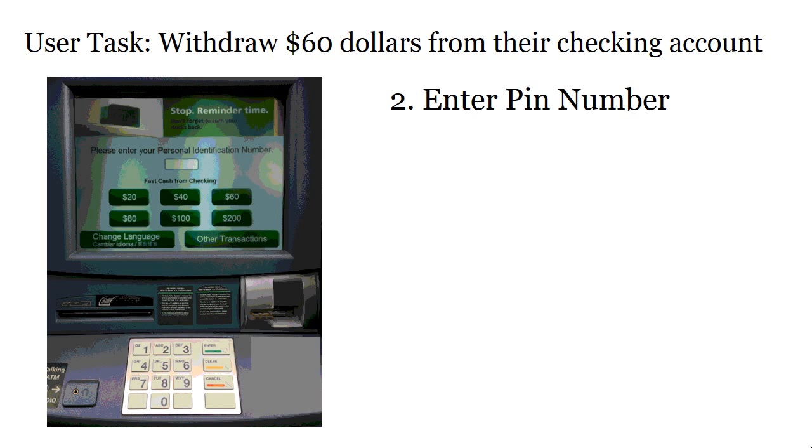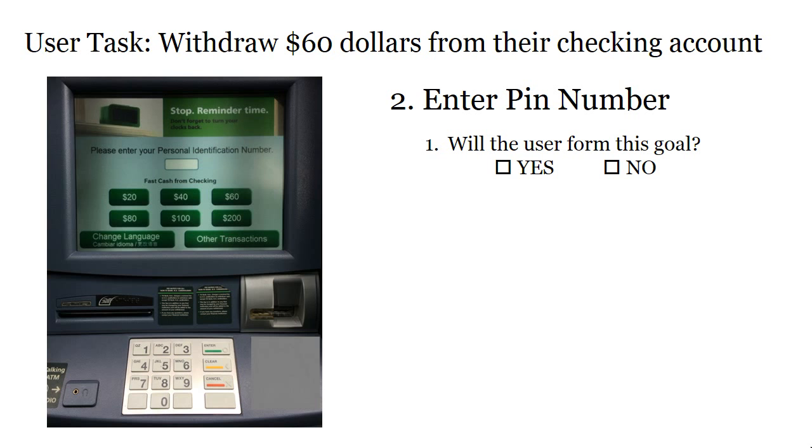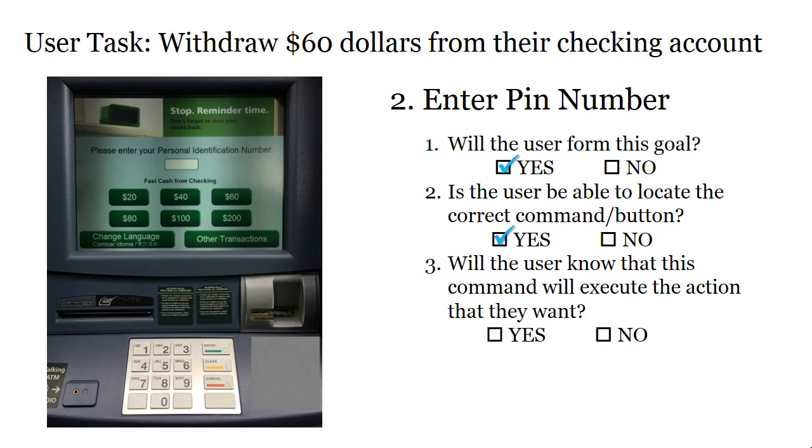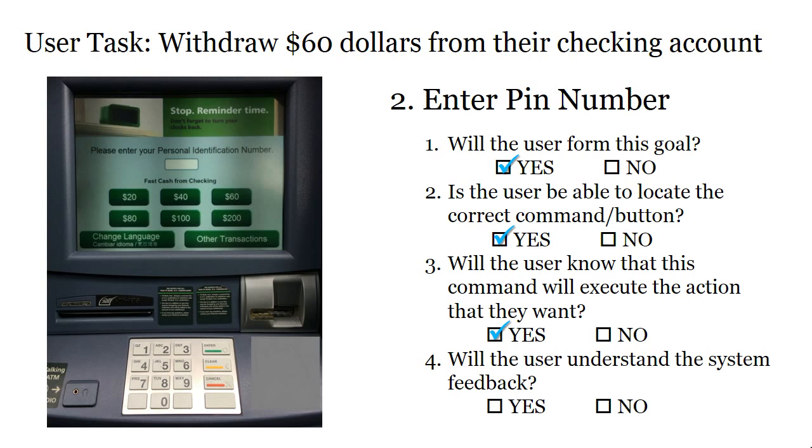And then for entering their PIN number, again, the same 4 questions. Will the user form this goal? We'll say yes, it's right there on the screen for them, asking them to enter their PIN number. So that's a yes. And will they be able to locate the correct command or button? We'll say yes, the buttons are right there at the bottom, all of the numbers there. Will they know that this command will execute the action they want? I'll say yes, it's pretty obvious that pressing the numbers at the bottom will execute the action. And then will the user understand the system feedback?